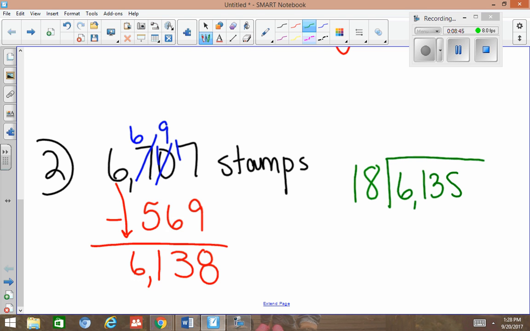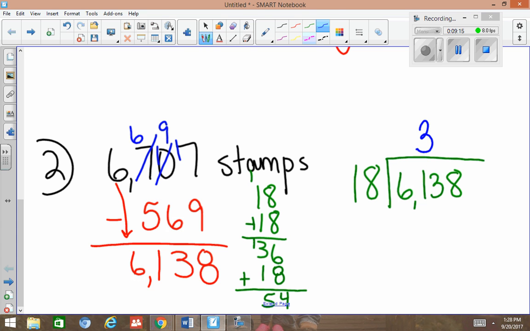Count by 18s and get to 61. Yeah, I struggle with that too. So let's just add them. 6 and 1, so 36. Another 18. Is it 3? If I added another 18, it's going to be way higher than 61, right? Yeah. So it's going to be a 3 here. And that was 54.